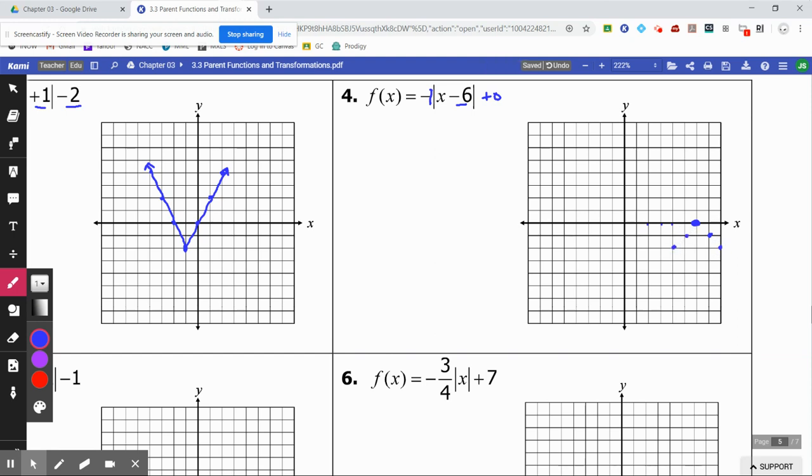So what this -1 out front actually did was flip this absolute value graph over. So there's what it would look like now. So you got to be careful. If it is a minus, it will be upside down.